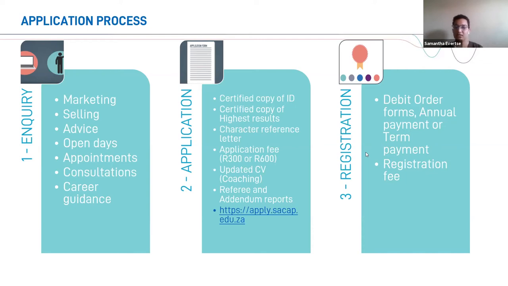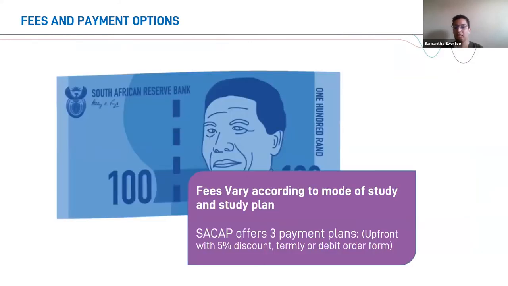So the payment plans are as follows. You can either do an upfront payment, where you will receive a 5% discount, term payment, or debit order. So you'll receive a pro forma invoice with your outcome letter if you are successful, and this will give you the payment plans as well.